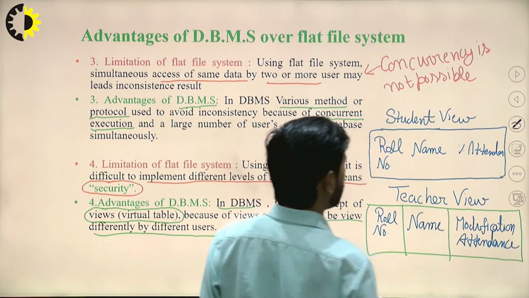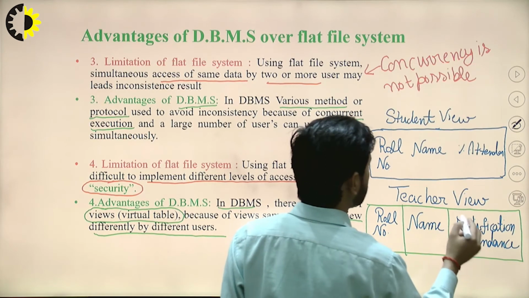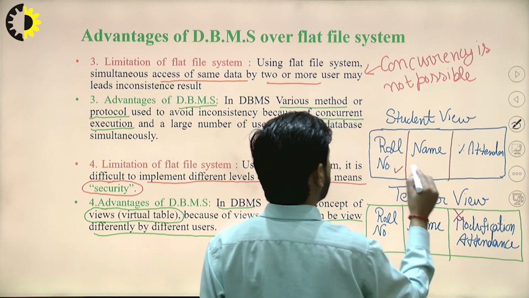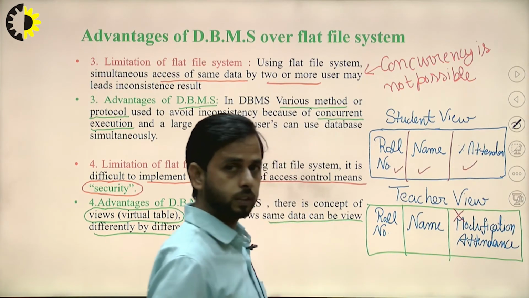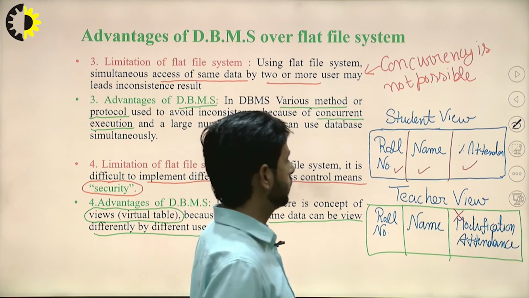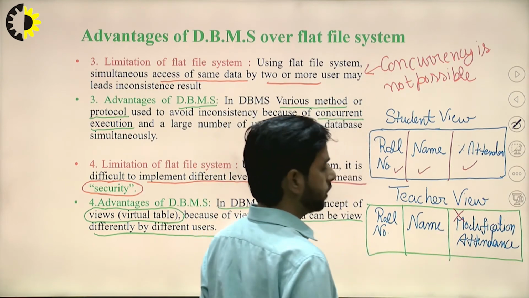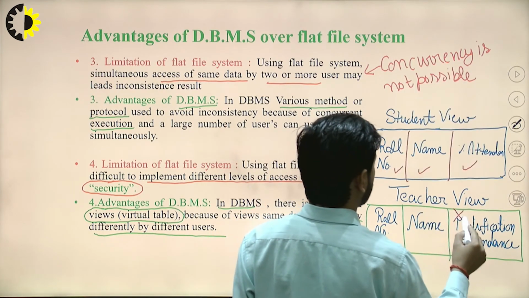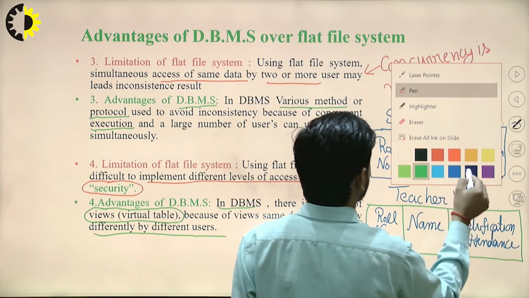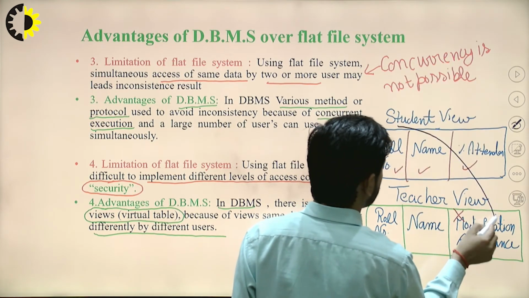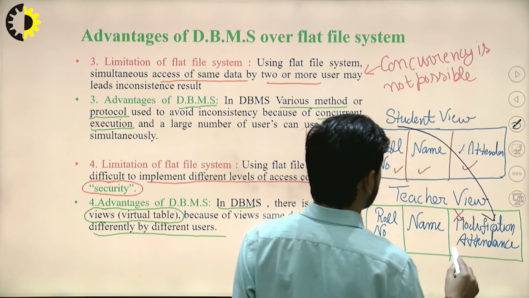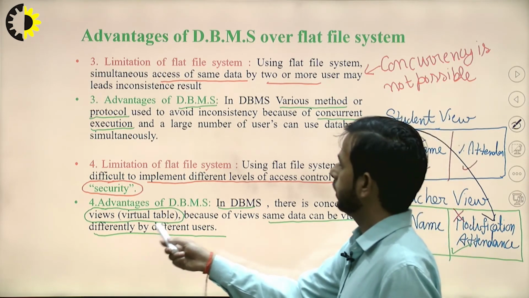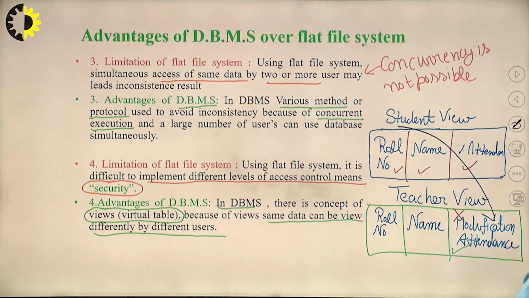The student cannot have access to these fields. Student has access only to roll number, name, and attendance percentage, how much attendance he or she has secured. But there is no option of modifying attendance in student view. But in teacher view, it is available. In student view, it is not available. But in teacher's view, it is available. So this is the concept of view or virtual table in DBMS.